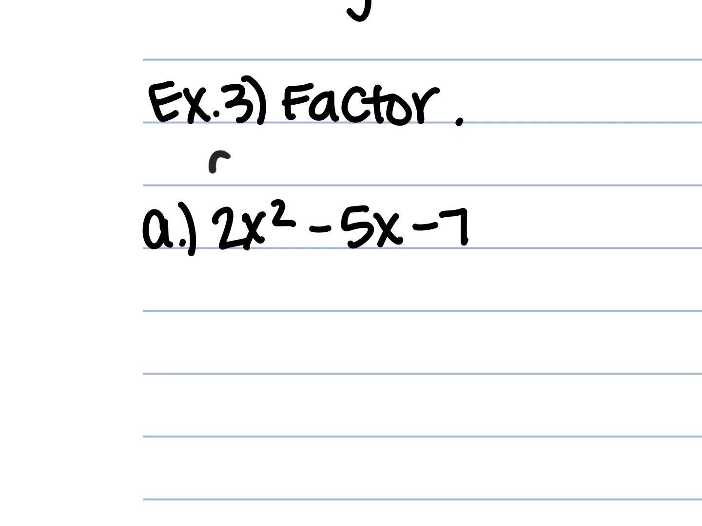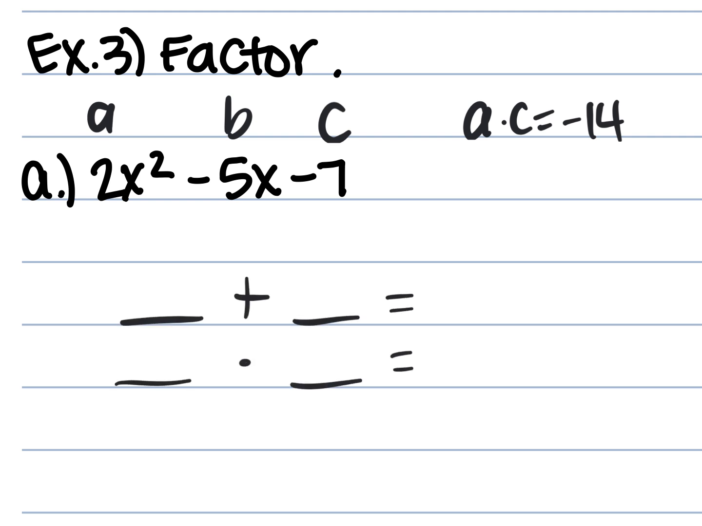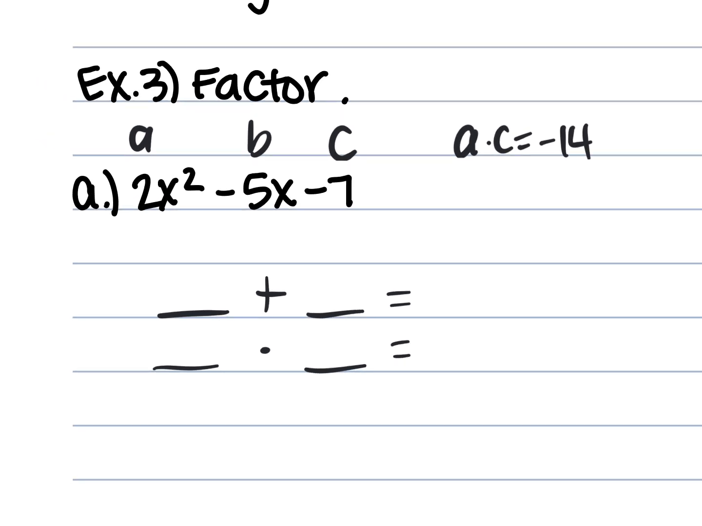So we're going to do A times C. This is A, this is B, this is C. What is A times C, peeps? Negative 14. Thank you. A times C is going to give me negative 14. What do I do next? Sum and product. What are they going to add to? Negative 5. Very good. And they're going to multiply to? Negative 14. Bingo. Negative 7 and positive 2.